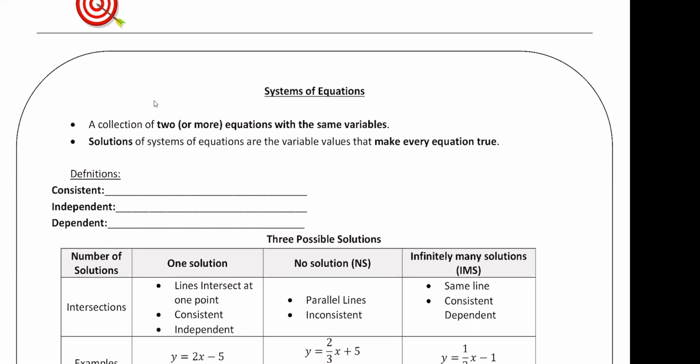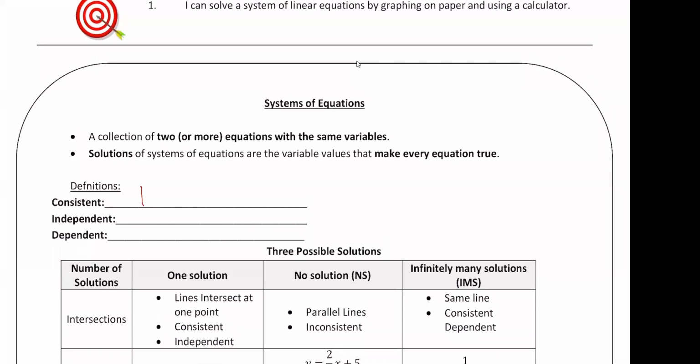But some definitions. We say that a system of equations is consistent if you have one or more solutions. I'm just going to abbreviate solutions, SOLN. Independent is where you have exactly one solution. And then dependent is where you have infinitely many solutions.